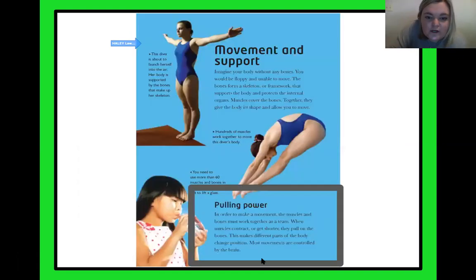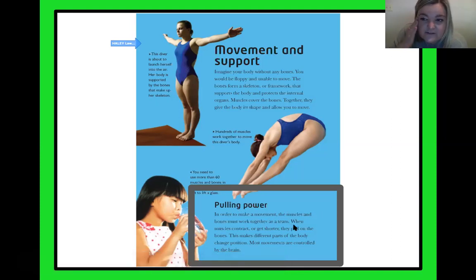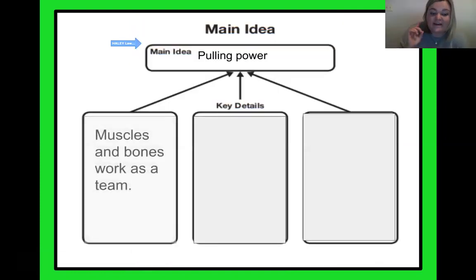Now, we're going to look and figure out what the key details are. In order to make a movement, the muscles and bones must work together as a team. To me, that feels important. So in order for our body to move, we know that the muscles and the bones have to work together. That's how movement happens in our body. So pause the video here if you need some more time.